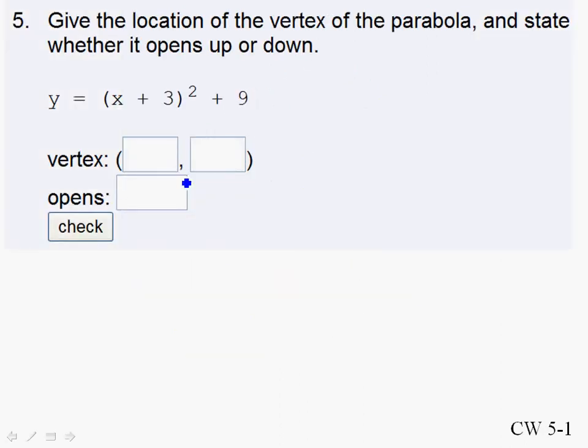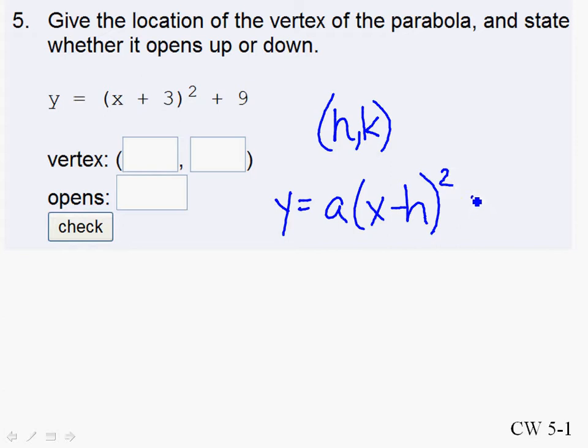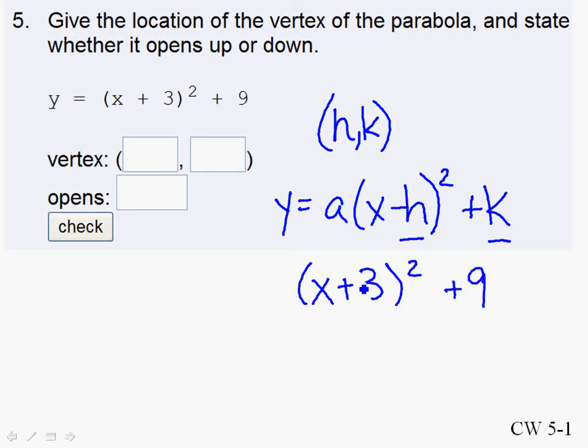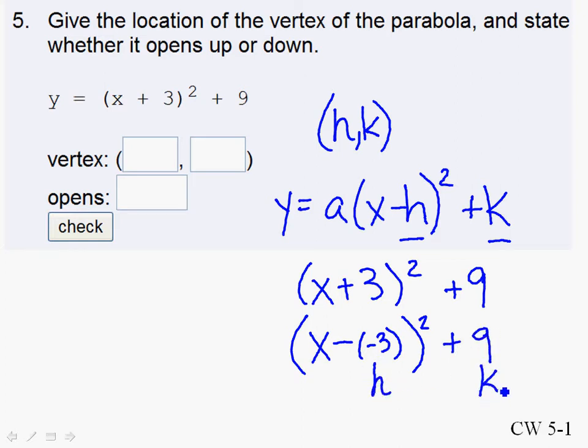Give the location of the vertex of the parabola and state whether it opens up or down. The vertex of our parabola is going to be at h, comma, k. So that means y equals a times x minus h squared plus k. We're looking for our h value and our k value. If we have x plus 3 squared plus 9, we need x minus h. There's not a minus there, so we need to convert this. This is like saying x minus a negative 3. We're isolating the h value to figure out exactly what it is. So here's our h, and here's our k. So our vertex is at negative 3, 9.